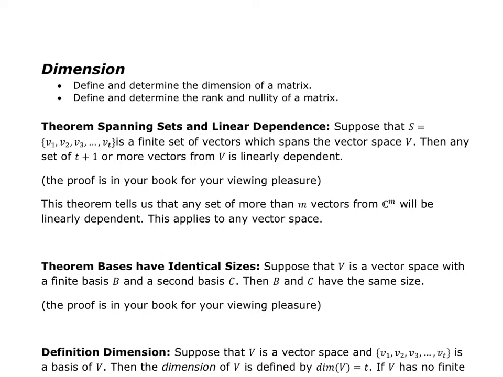The next theorem we're going to look at is the basis of identical size. Suppose V is a vector space with a finite basis B and a second basis C, then both B and C are the same size. Now we know from previous examples and what we worked in class is that you could have two bases for the same vector space that may not match exactly, but the size of them has to be the same.